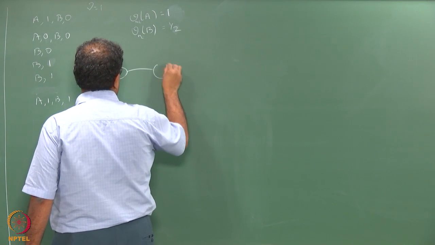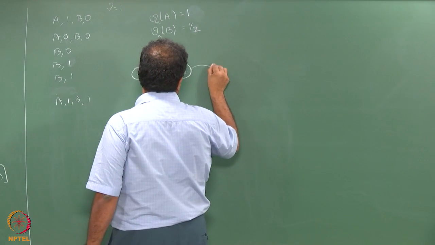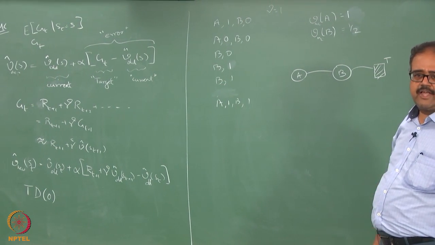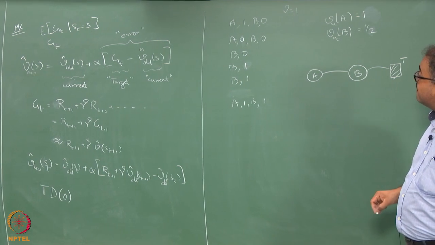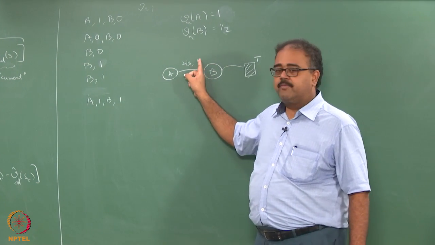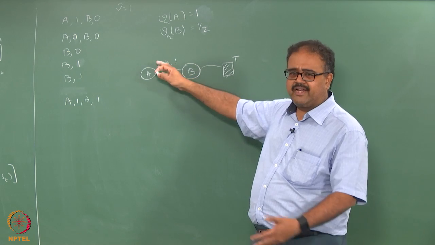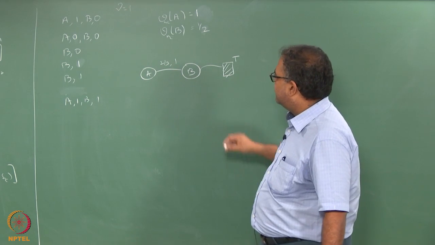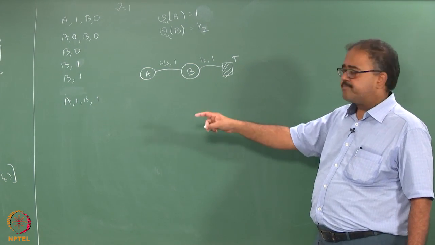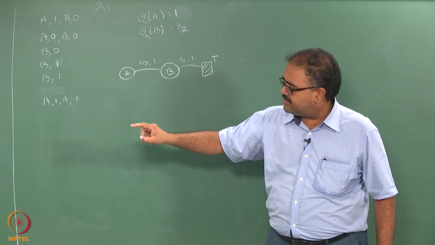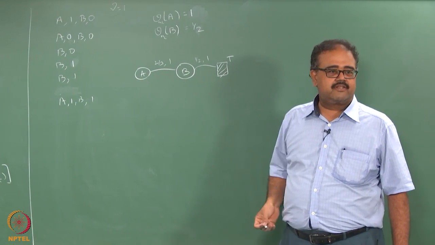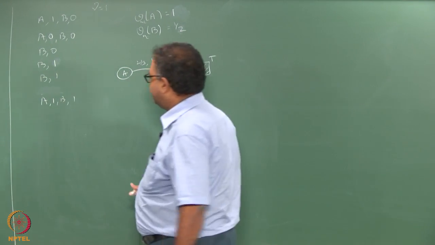So it essentially looks like something like this. A goes to B and B goes to a terminal state. With probability 1 all of these transitions will happen. What is the reward for going from A to B? The reward is 2 by 3, the probability is 1, that is the expected reward. What is the reward from going from B to the terminal state? Now the value function that the TD update will converge to is the value function of A and B in this MDP, or this Markov chain. So what is the value of B in this Markov chain?